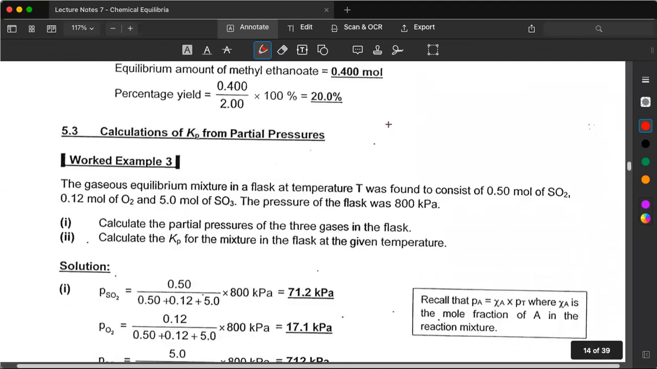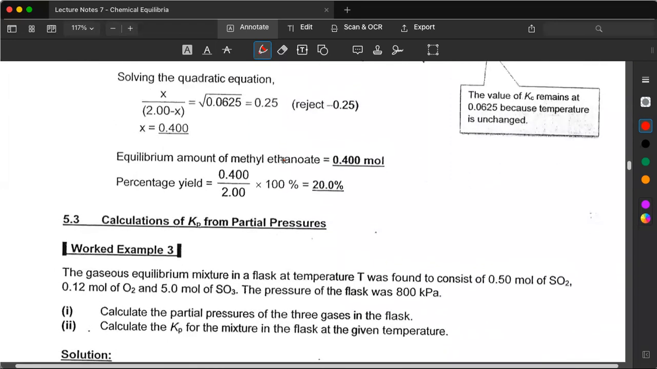Now, okay. Let's look at example 3. Another question. Okay, look at it. You can pause the video.